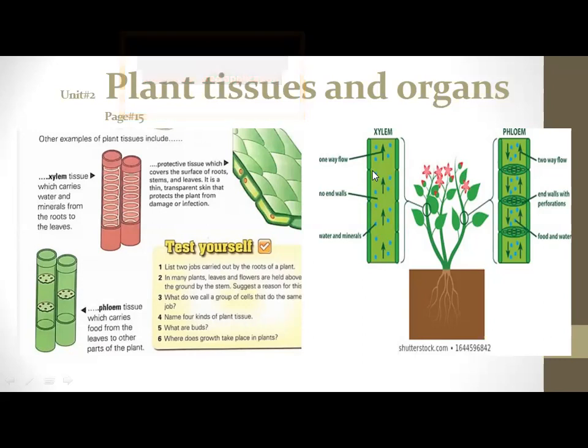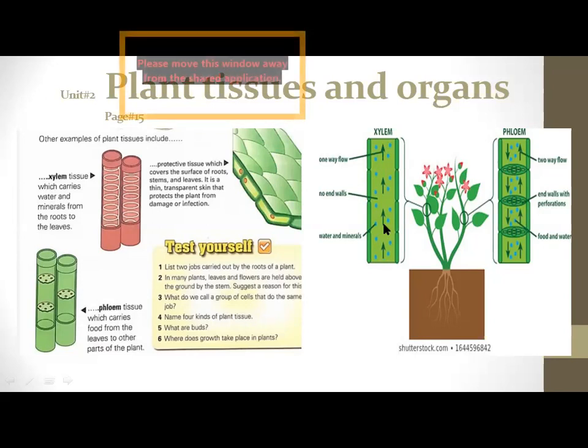You should come to these figures. You can see this is the so-called xylem tube. It is a one-way traffic. Only one-way flow is possible in this tube, and usually these tubes are dead. These are dead tissues.